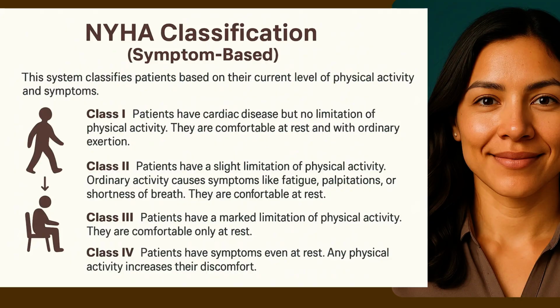NCLEX classification, symptom-based. This system classifies patients based on their current level of physical activity and symptoms. Class 1. Patients have cardiac disease but no limitation of physical activity. They are comfortable at rest and with ordinary exertion. Class 2. Patients have a slight limitation of physical activity. Ordinary activity causes symptoms like fatigue, palpitations, or shortness of breath. They are comfortable at rest.